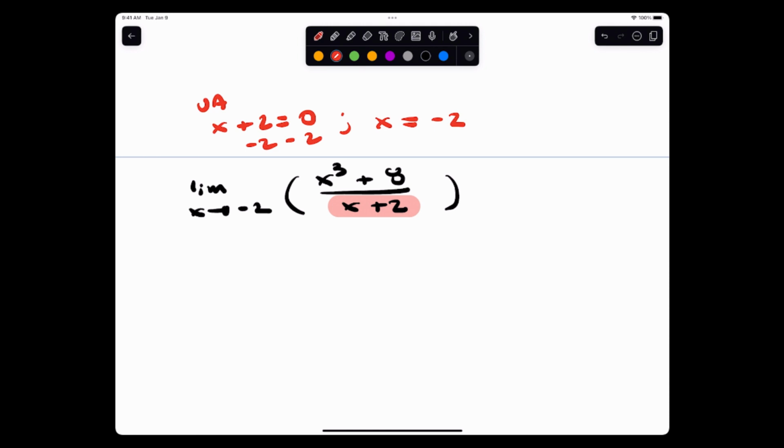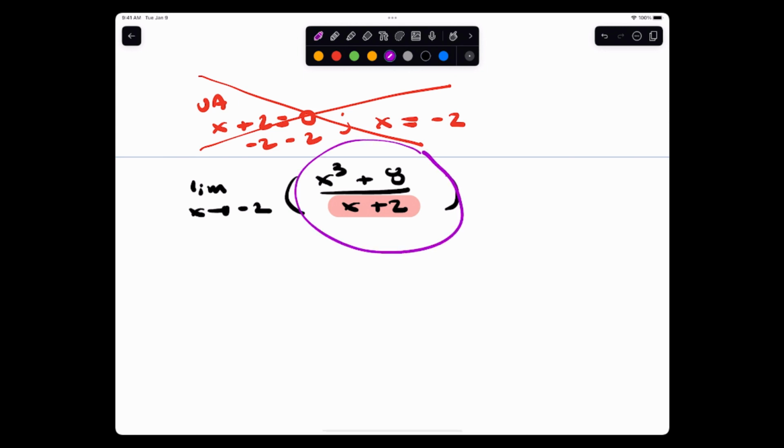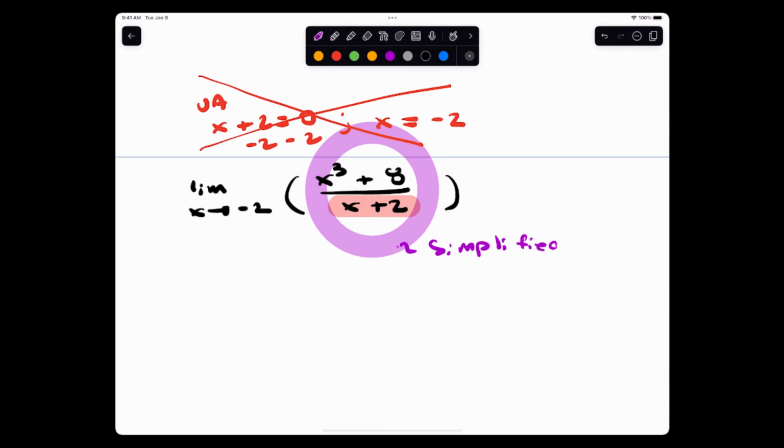However, ladies and gentlemen, be very careful. This only applies if the rational function is already simplified. So that has to be a simplified rational function. So you're like, oh, that doesn't have a vertical asymptote? No, doesn't.